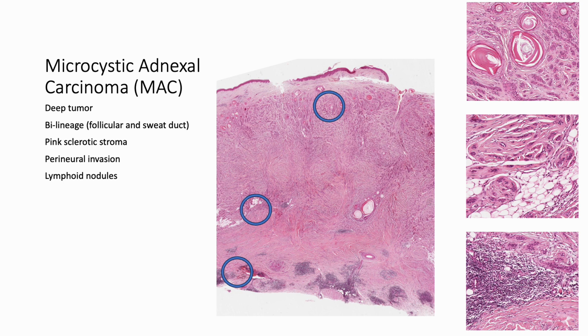Again, deep tumor, bilineage differentiation, very pink stroma with perineural invasion and lymphoid nodules. One interesting feature of MAC is that the cytology is very, very bland. So that is a little misleading, but remember, this is a very aggressive tumor. I will have a slide for the differential diagnosis later.